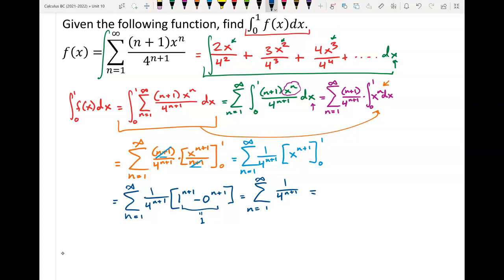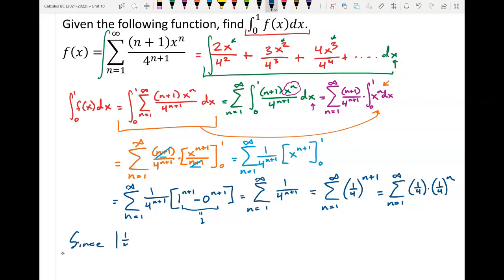So that would be equal to the sum as n equals 1 to infinity. So we can rewrite this and see what's going on. I'm going to write this as 1 over 4 to the n plus 1 power. And so we can see our geometric series even better. I can go ahead and write that as 1/4 times 1/4 to the n. Well, since the absolute value of 1/4 is less than 1, the series converges. Nice convergent geometric series.